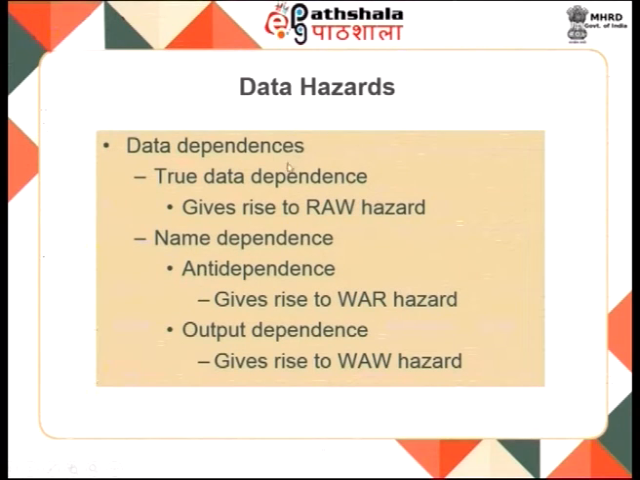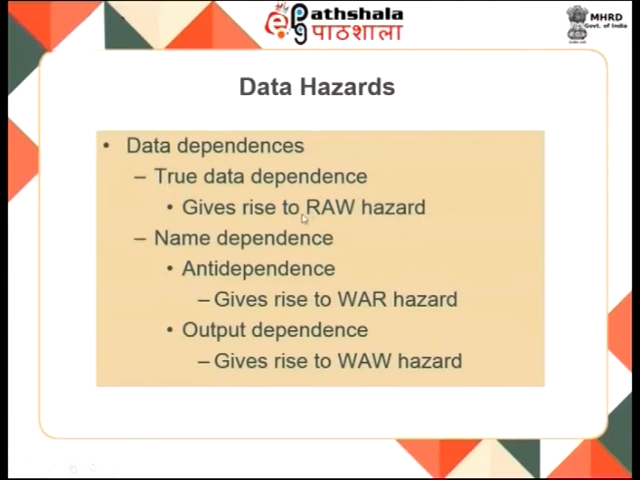Data dependencies: you can have a true data dependence, which will give rise to what is called a RAW hazard. And you may have a name dependence, either an anti dependence or an output dependence. Anti dependence will give rise to a WAR hazard, and output dependence will give rise to a WAW hazard. WAR and WAW hazards are basically caused by name dependencies, and because they are only name dependencies and you do not have true data flow between them, they can be easily resolved by register renaming.